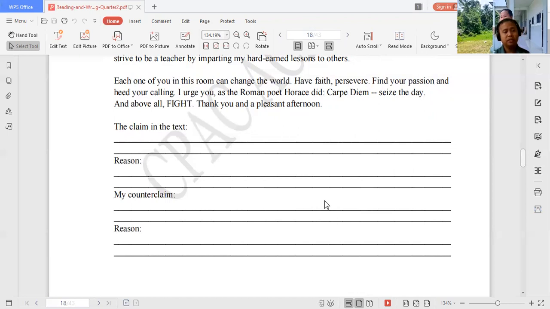Now, your counterclaims. If you say the statement of Manny Pacquiao that says the Earth is not part of the universe, you have to counterclaim that one. You have to defend. This statement is invalid because blah, blah, blah. And then you have to support it. What will be your evidence that will prove that Manny Pacquiao's statement that the Earth does not belong to the universe is wrong? And then your reason. Okay, that's how simple it is.